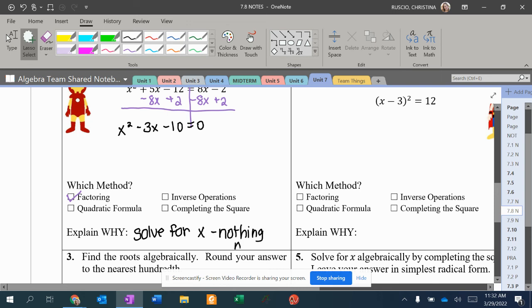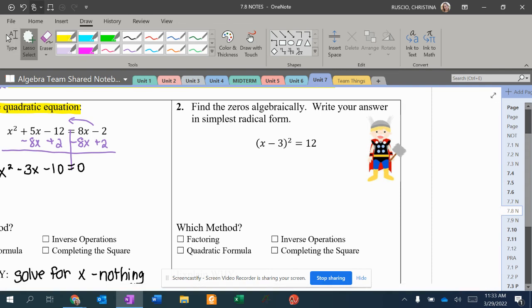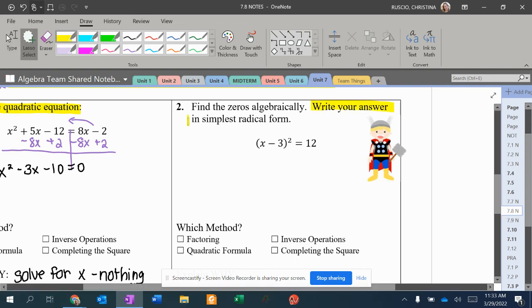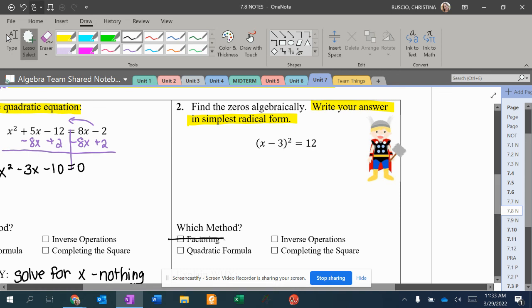Okay. Number 2, we have another problem here. So this one says find the zeros algebraically. Write your answer in simplest radical form. Because of this, right away, factoring is not going to be our friend.